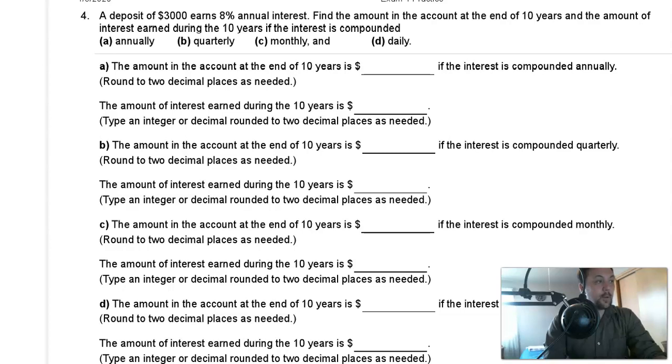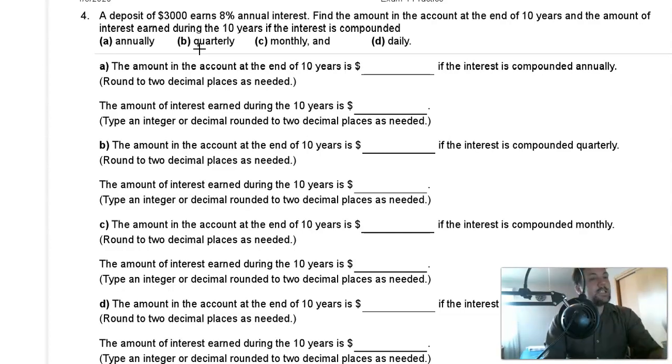to question number 4. A deposit of $3,000 earns 8% annual interest. Find the amount in the account at the end of 10 years and the amount of interest earned during the 10 years if the interest is compounded. And then we have parts A, B, C, and D.